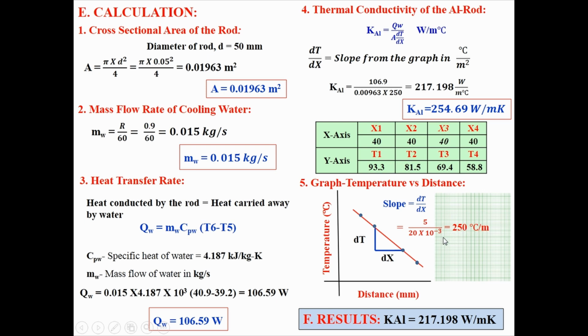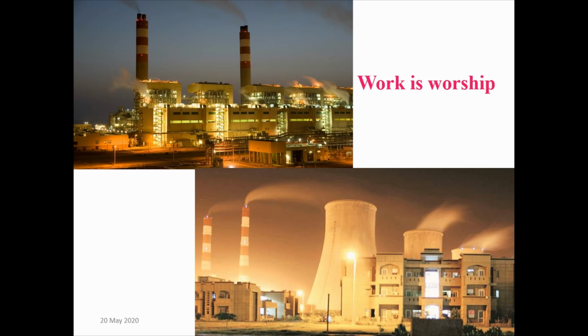Then substitute this dT/dx here. Then you will get the thermal conductivity of the aluminum rod as 217.198 watt per meter degree Celsius. It is the final result. You have to write the final result as 217.198 watt per meter Kelvin. This is how to conduct the experiment to find the thermal conductivity of a metal rod. Okay, thank you very much.